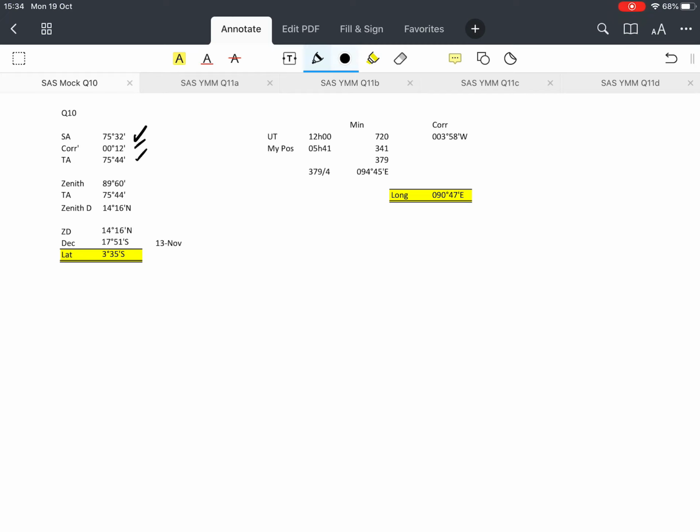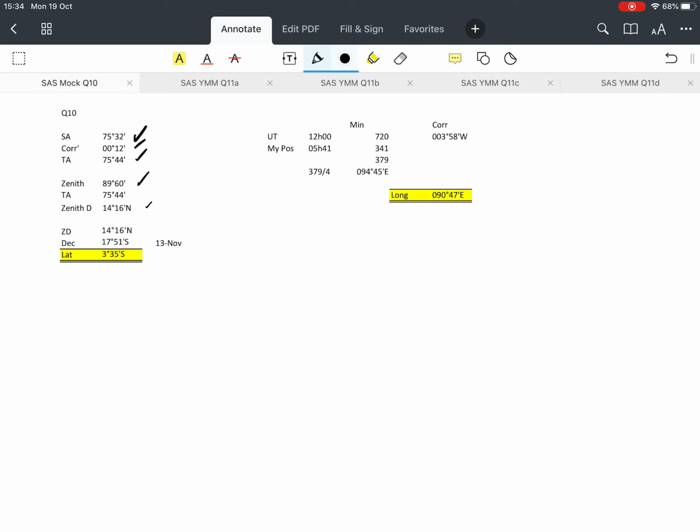Now what we need to use that number for is to determine our distance from where the sun is directly above the earth at 90 degrees. So we convert our 90 degrees to 89 degrees 60 minutes, and we subtract our 75 degrees 44, and we end up with a zenith distance of 14 degrees 16 minutes north. The reason we have north in there is because we were looking south, which meant that we were north of the sun.